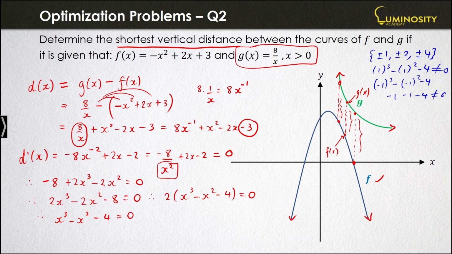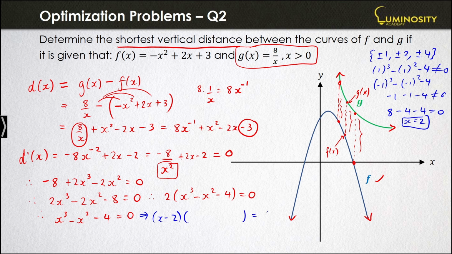What about 2? Well, 2 cubed is 8 minus 2 squared, so minus 4, minus 4. That's 0. So x equals 2 gave you 0. So therefore, x minus 2 is a factor.